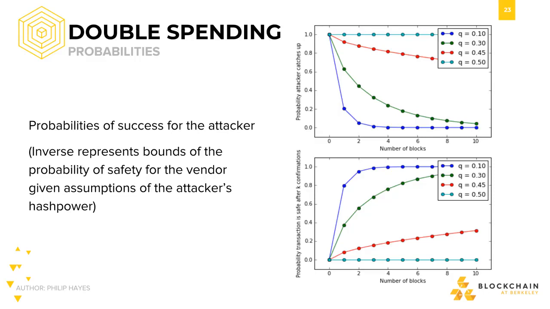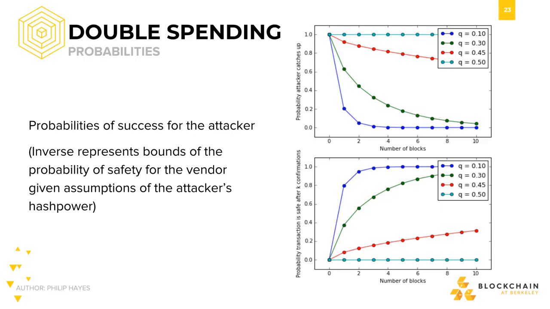These graphs show the probability of a successful fork. The top shows the probability of an attacker catching up to some chain given two parameters: the amount of mining power possessed by the attacker and the number of blocks by which the honest chain is ahead. The bottom graph is a mirror image, as it shows the probability that a transaction is safe after some k number of confirmations. Let's look at the top graph first.